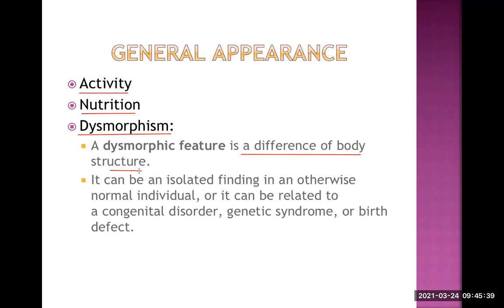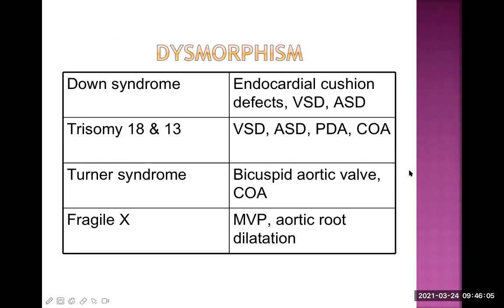There is some anomaly on the face, like slanting of the eye, palpebral. There is a small piece of tissue present on the medial canthus of the eye. Palpebral fissure. All those things may be there in the face. So this is known as dysmorphism. This may be associated with heart disease. Now, see here, there are different examples provided here, and many of the students already know this.